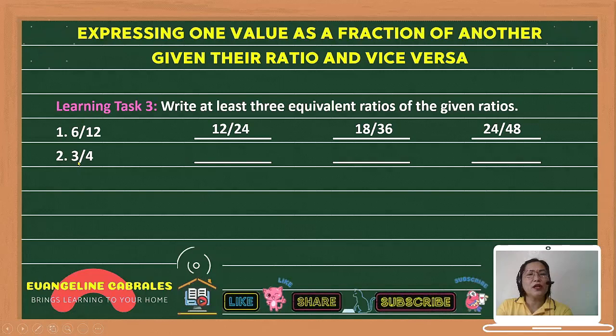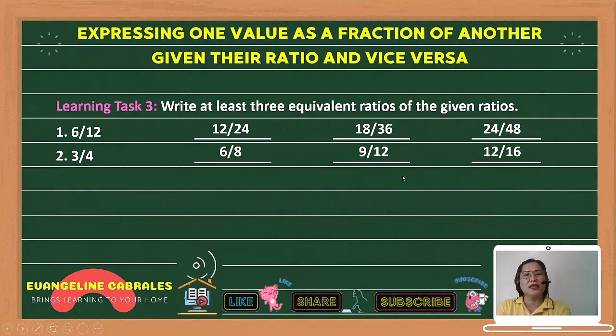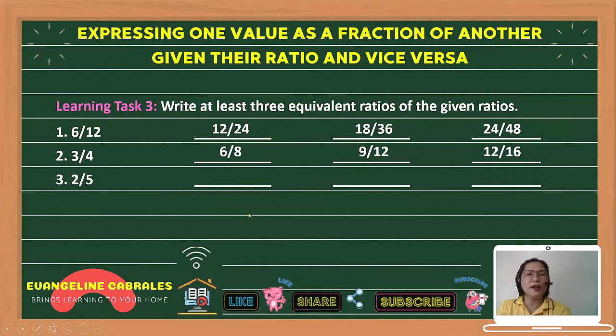Let's have another. So, what's next? 3 is to 4. Next is 6 is to 8. Then, what's next? Tama, 9 is to 12. And the next is 12 is to 16. Sige nga, let us check. 3, 6, 9, 12. 4, 8, 12, 16. That's correct.